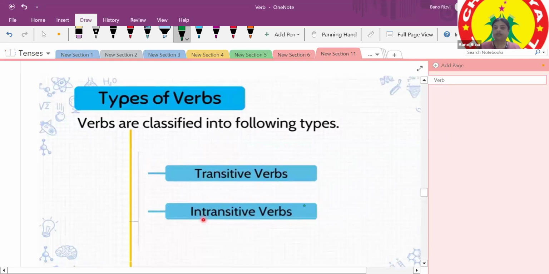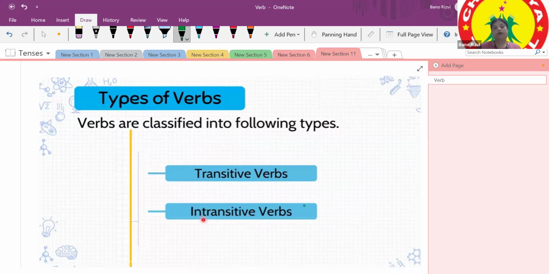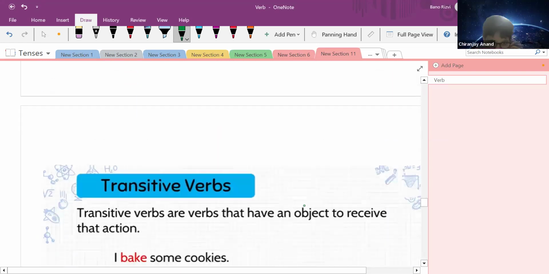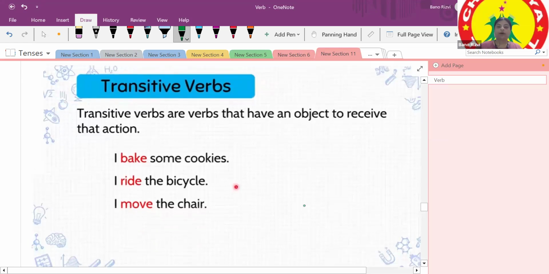Now we are going to study the types of verbs. Verbs are classified into two types: one is a transitive verb and another is an intransitive verb. Let us understand what a transitive verb is. Transitive verbs are verbs that have an object to receive the action.